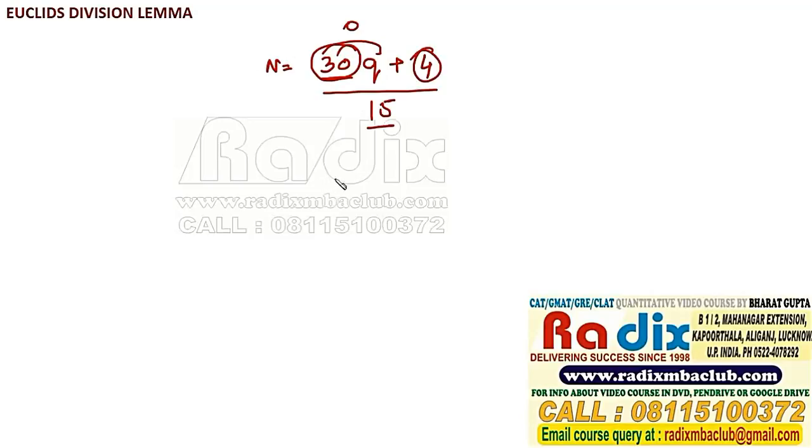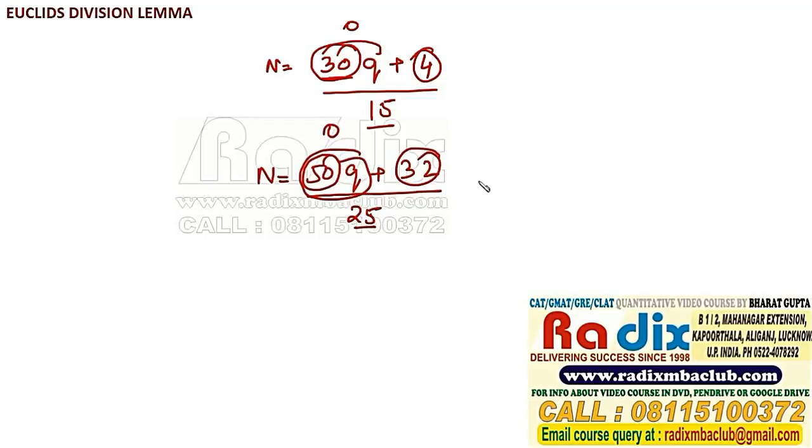Now if we divide a number by 50 and given that the remainder is 32, we'll write the number as n equals 50q plus 32, and if we have to calculate the remainder when the same number is divided by 25, see, 50 is divisible by 25, so this portion will give us remainder 0. So we'll divide 32 by 25 and we will get our remainder as 7.